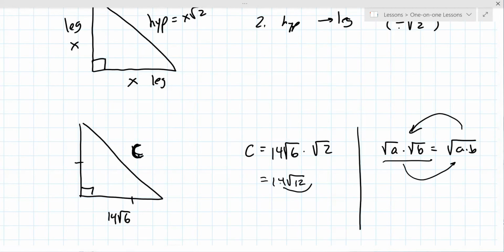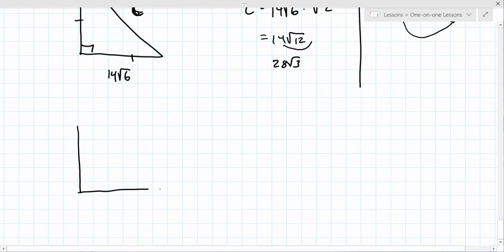It's 28 root 3, because it's 2 root 3, so it's 28 root 3. Excellent. Okay, let's try another one here. Let's say I tell you that this side is 4/5 square root of 10. And I want you to find C.